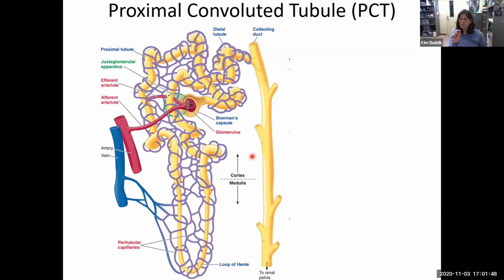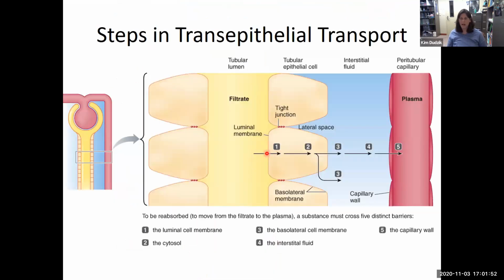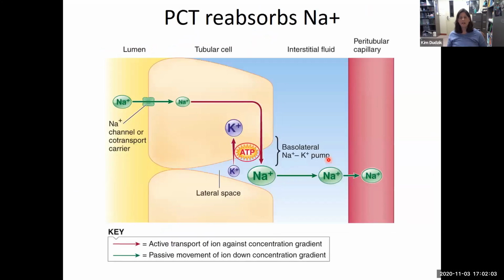The same substance might move on one side of the barrier through passive reabsorption, and on the other side it might have to use active reabsorption. That's what we see here. Let's do sodium. The proximal convoluted tubule reabsorbs sodium, because we filter too much sodium out. We have to reclaim some of that.